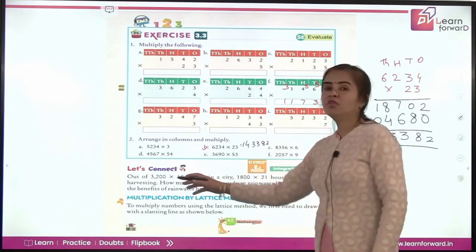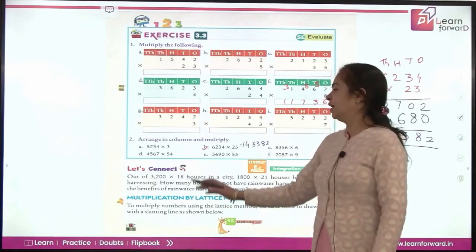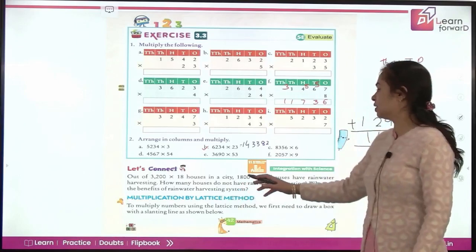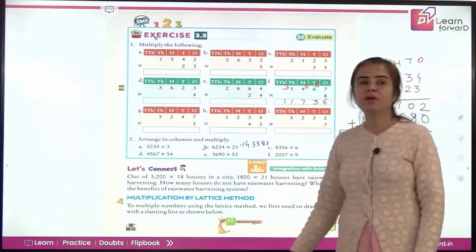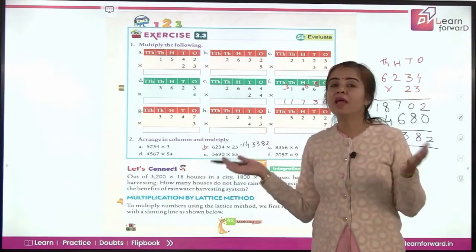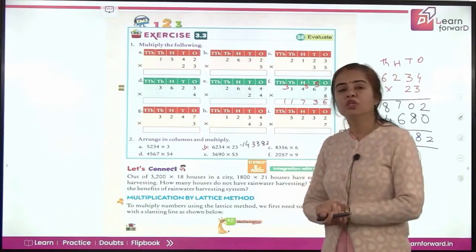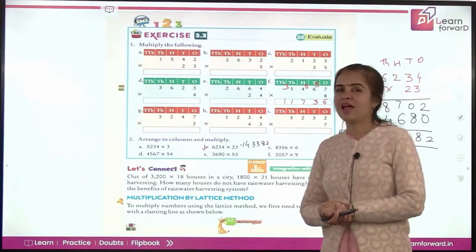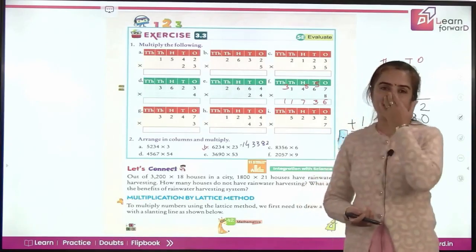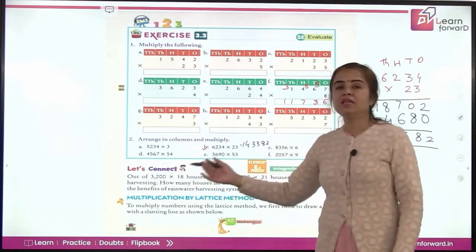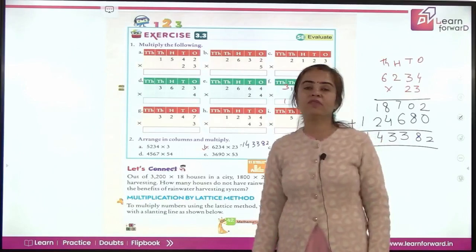So, the total number of houses is this. Can you find out? What will you do? Multiply. And then out of these many, they are saying these many houses have rainwater harvesting. So, how will you find out this number again? Multiply. So simple. And they are asking then how many do not have rainwater harvesting. So, what will you do? Subtract. That means they are asking for the remaining houses without rainwater harvesting. So, multiply these and find the difference. You will get to know how many houses still do not have the rainwater harvesting.